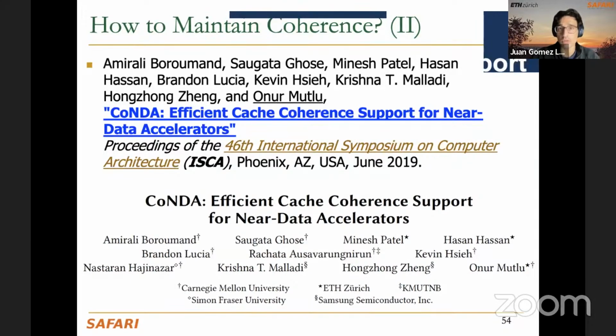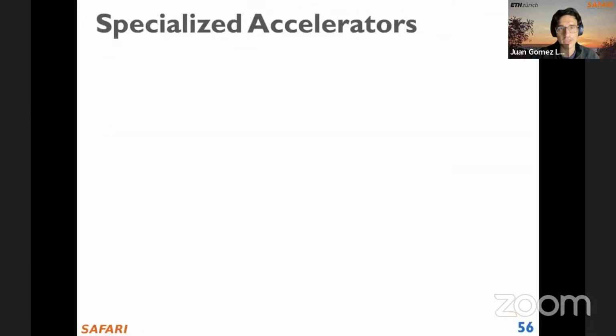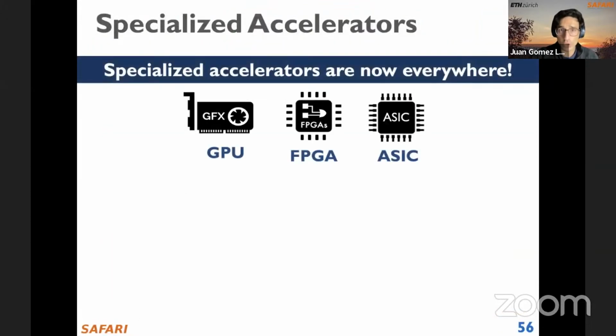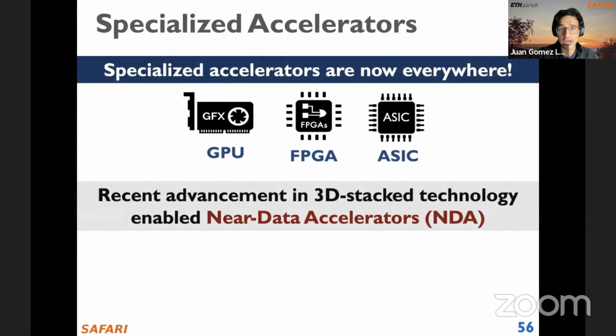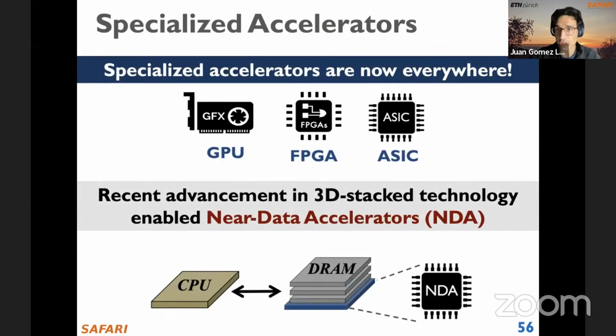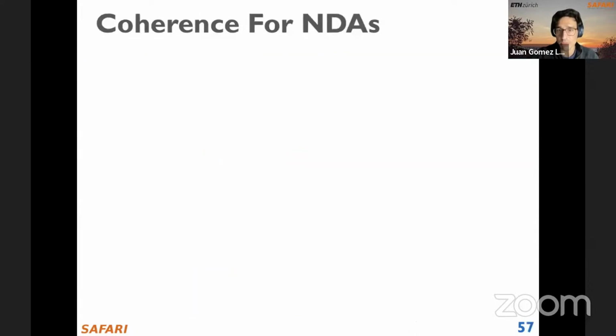I'm going to very briefly review or introduce you to CoNDA in order for you to understand how we can enable coherence support in systems with near-data accelerators, or in general processing-in-memory capabilities. So we know that specialized accelerators are everywhere, and now we can talk about a new way of doing acceleration: near-data accelerators or, in general, processing-in-memory systems.